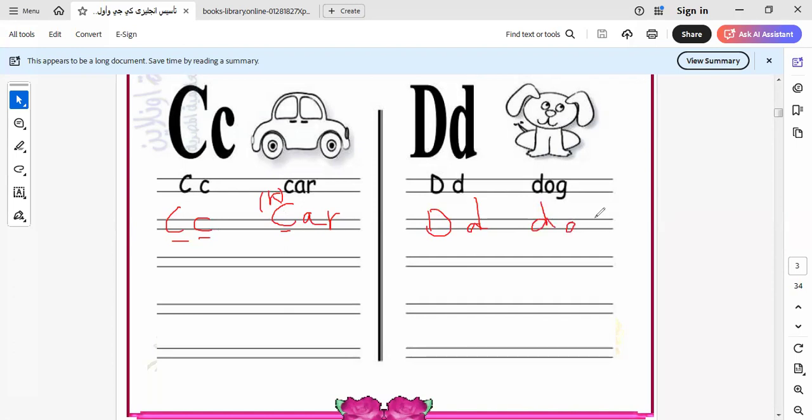So we know capital A and small a, capital B and small b, capital C and small c, capital D and small d. Do you know apple, ball, car, and dog? So these are the words that we learned in this video. Okay, let's go to the next letters.